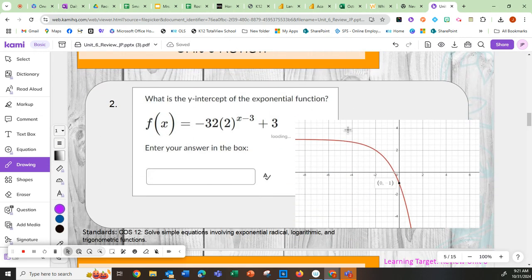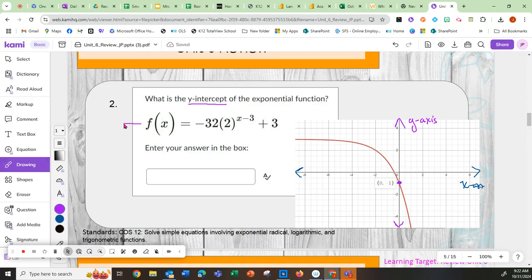All right, looking at number 2, which is the y-intercept of the exponential function. So the y-intercept is where the graph crosses the y-axis. So remember, the vertical axis, the one going up and down, is always your y-axis. And then the axis going left and right is always your x-axis. So we're looking for the point where it crosses the y-axis.